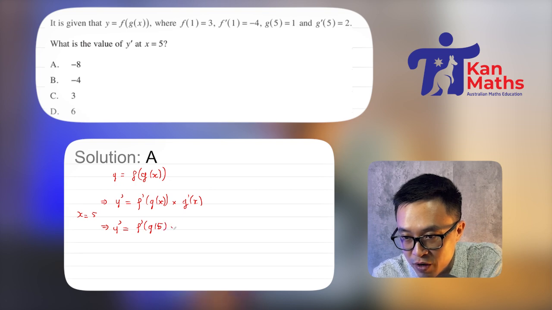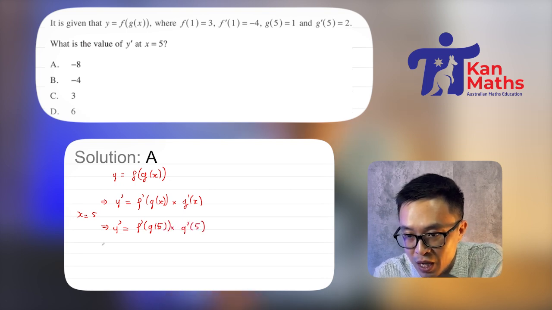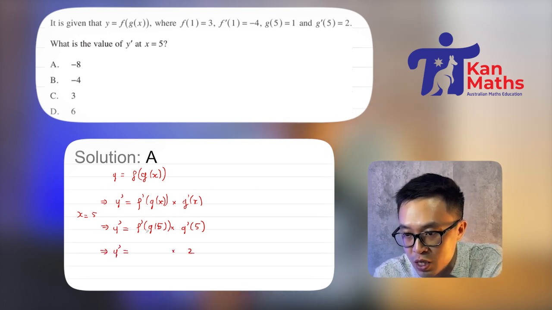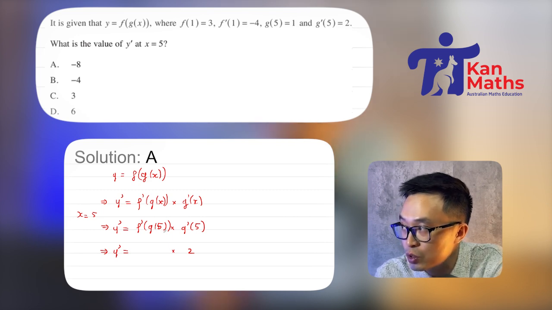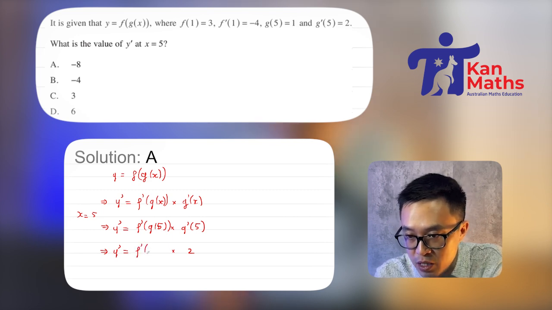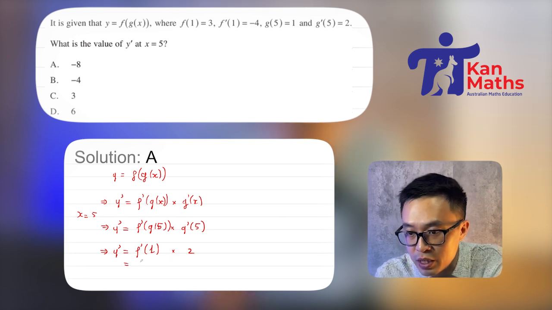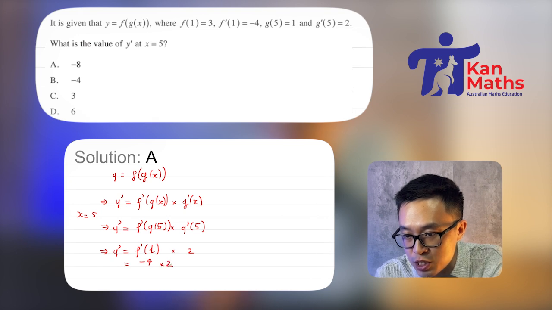This is equal to f'(g(5)) multiplied by g'(5). And the question gives you the value for g'(5) equal to 2 and g(5) equal to 1. So f' will be evaluated at 1 here inside. So f'(1), you've got the value of negative 4. Multiply by 2, you will get negative 8. So A will be the final answer for this question.